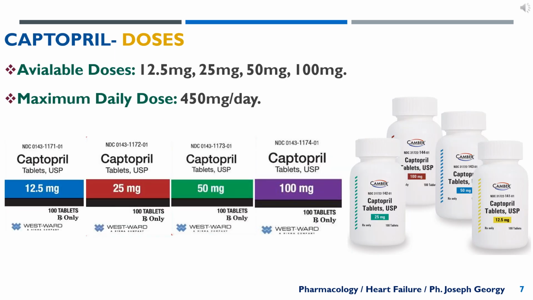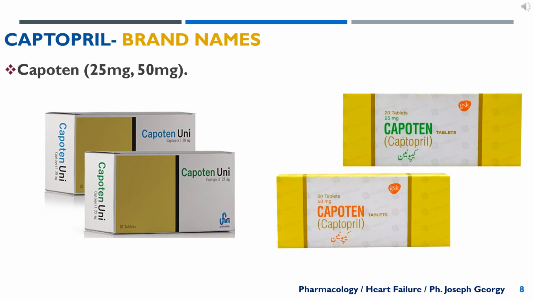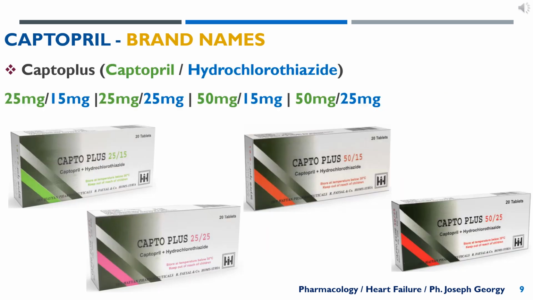About the doses of this drug, the available doses are 12.5, 25, 50, and 100 milligrams. The maximum daily dose is 450 milligrams per day. Capoten is the most common brand name of captopril. It is available in 25 and 50 milligrams.